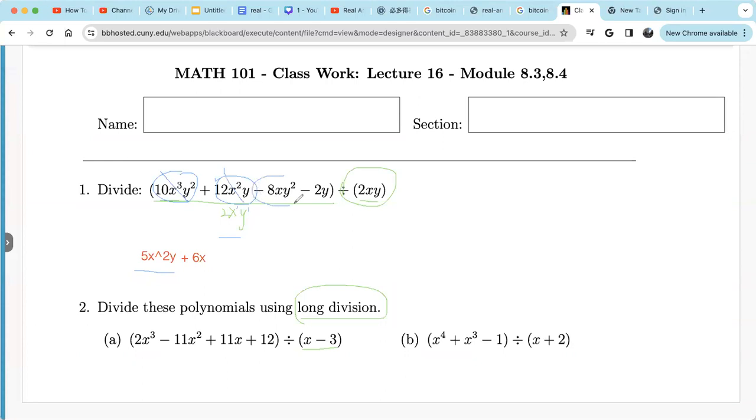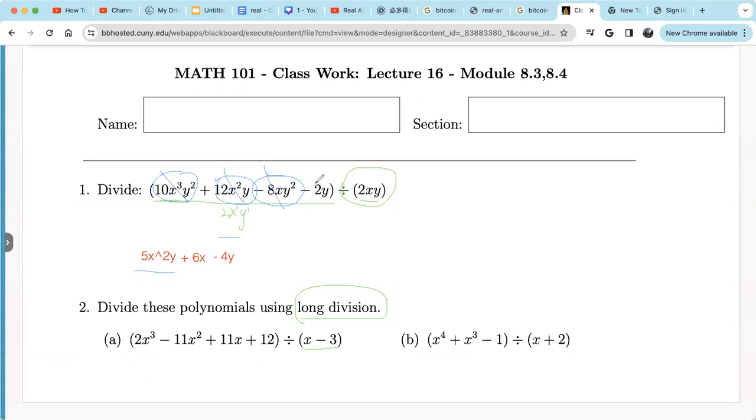Now let's do this one. The operation is subtraction, so we have to be careful with the operation. So, minus 8 divided by 2, that's 4. x divided by x, that's 1. 4 times 1 is still 4. Then y squared divided by y, that's just y. So this one is done: negative 8xy squared divided by 2xy, we got negative 4y.